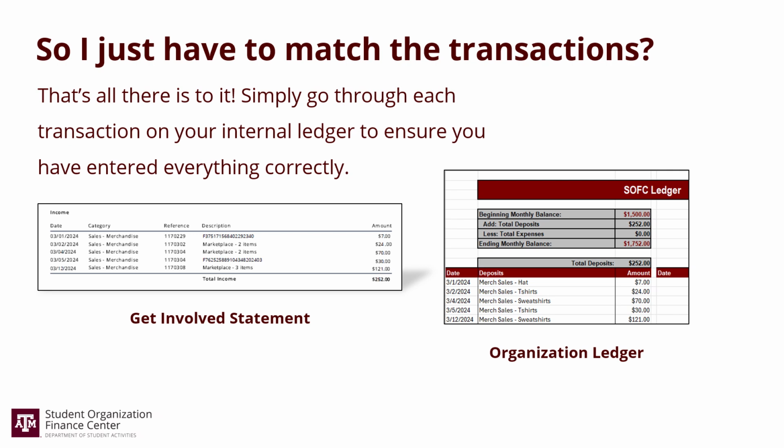In simple terms, you must match the transactions from your ledger to those posted on the Get Involved statement. Simply go through each transaction to make sure that the amount, date, and vendor have been entered correctly. Notice how on the example Get Involved statement and example ledger, each date, detail, and amount align. As such, the ending account balances will match between your ledger and your online statement.